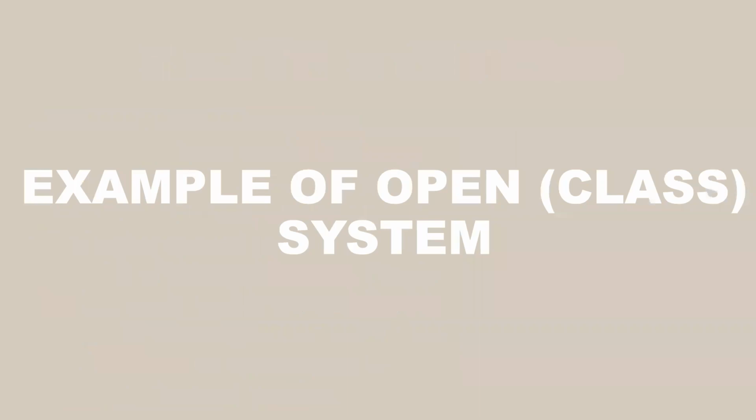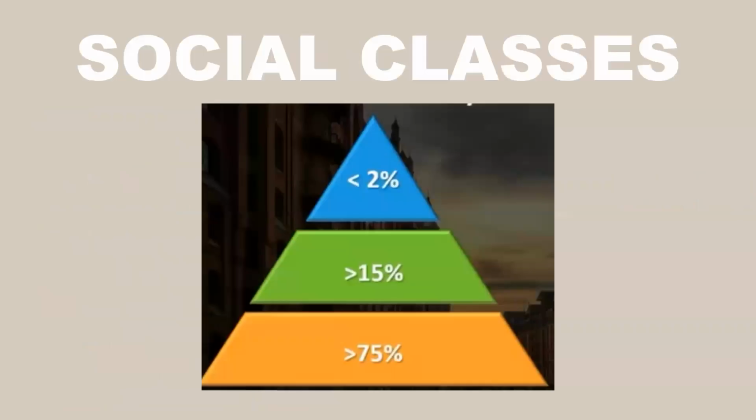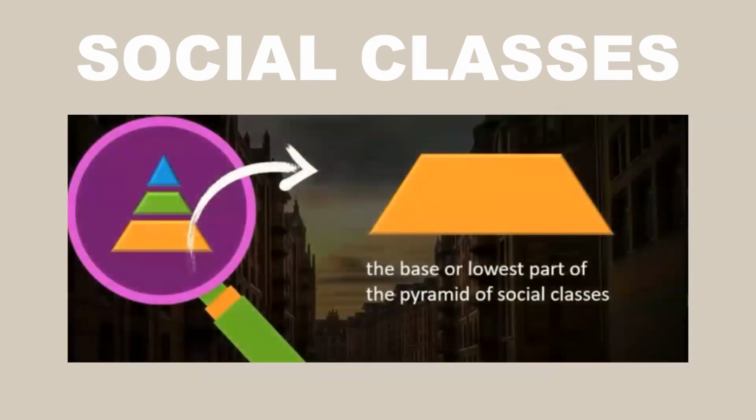Next example of open or what we call class system is social classes. Okay? Ito yung stratification na meron sa Pilipinas. Okay? Which is the upper class, the lower class, and the middle class. So, 2% yung mga nasa upper class, yung mga elite individuals, 15% yung middle class, and 75% yung mga nasa lower class. Okay? So, the base or the lowest part of the pyramid of social classes. Okay? What we call the lower class.